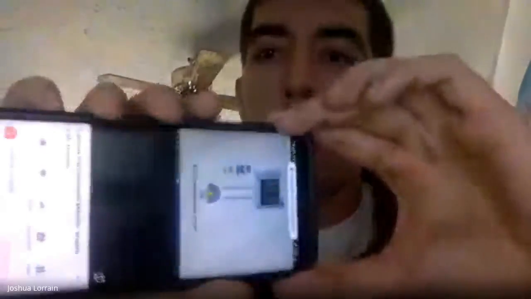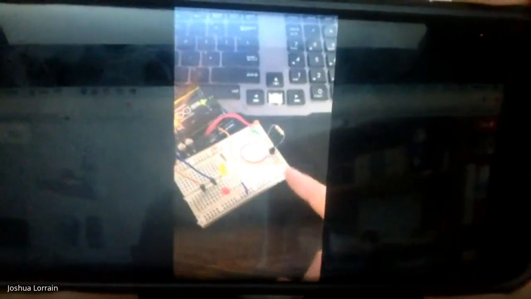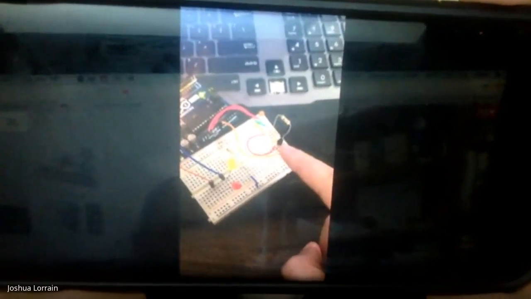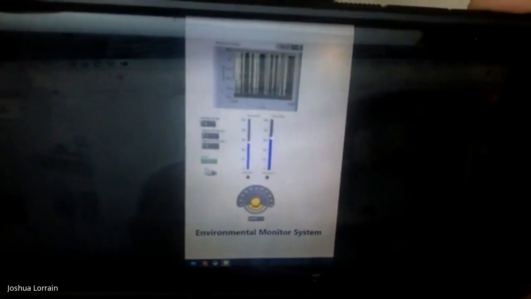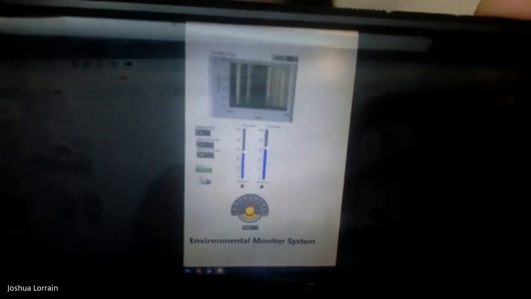Here's my interface. Here's the hardware. We have a few LEDs, a couple resistors, a capacitor, and right here's a little temperature sensor. And we have a waveform chart here to represent the temperature coming in. You can see it's quite noisy.